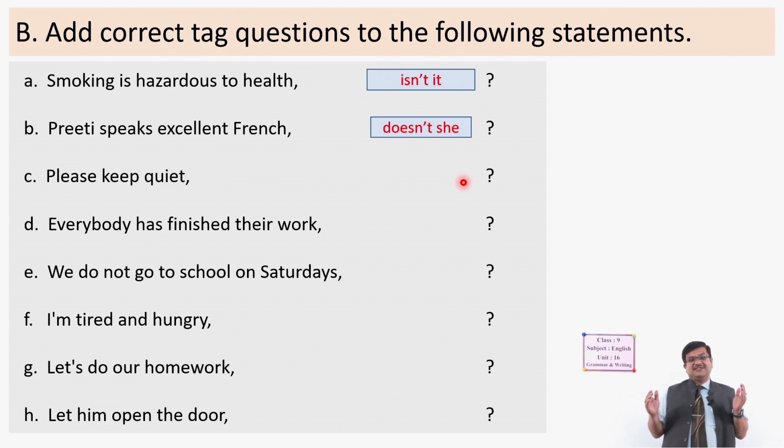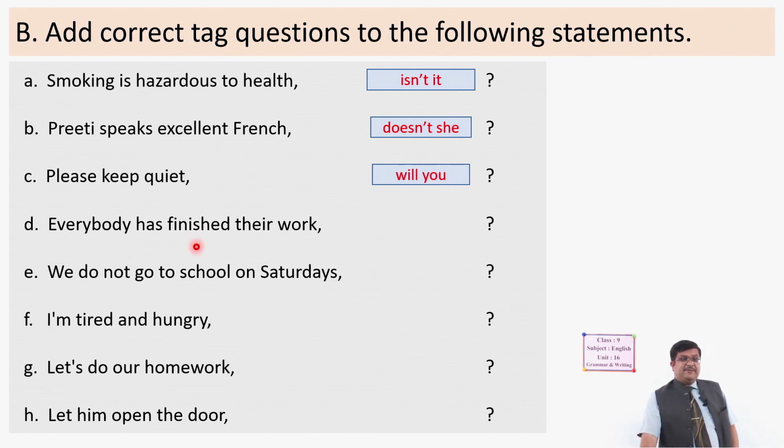So what is the tag of this sentence? Can you guess? Good. You are right. When a sentence begins with a verb, it always comes with will you in the tag. So that, please keep quiet, will you. Okay? When a sentence begins with a verb, we use will you as the tag in the sentence.